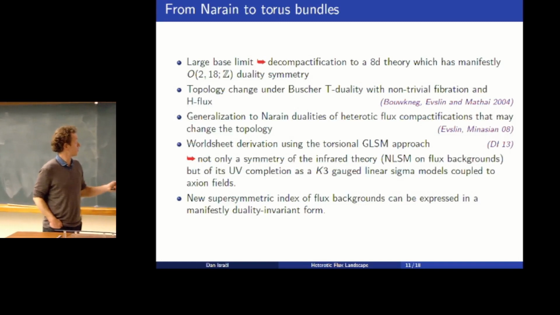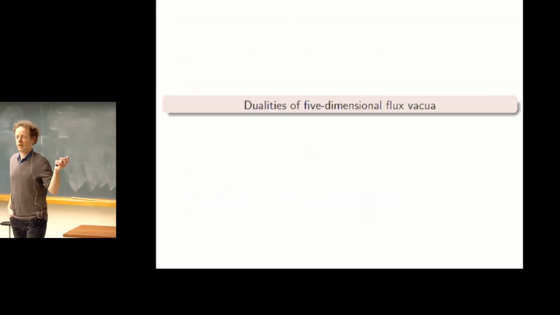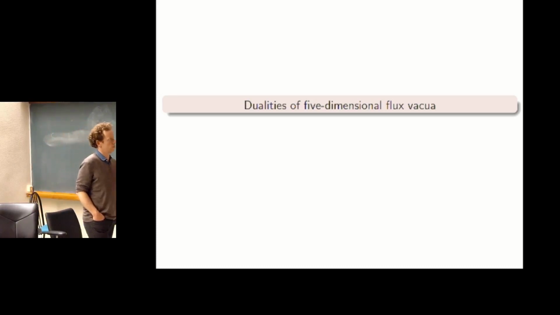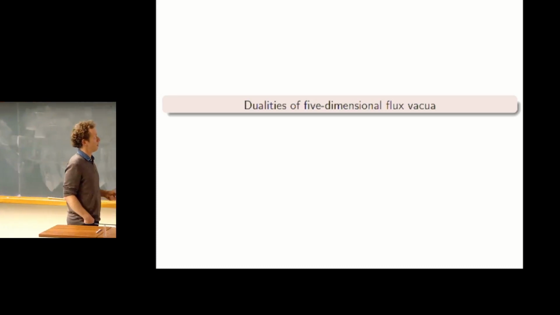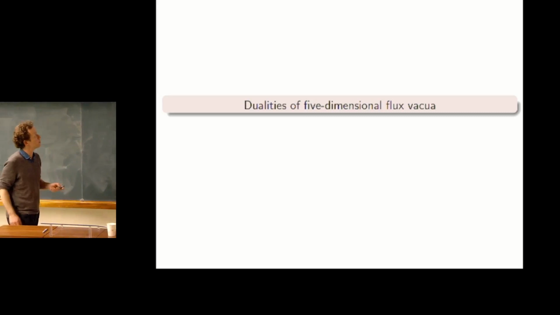I won't speak about the index for lack of time. So now we will just play a bit with this and see what we get and what we learn about those backgrounds. We will start with something very simple: a five-dimensional background, in the sense that you just fiber a circle over your K3 and not a T2.